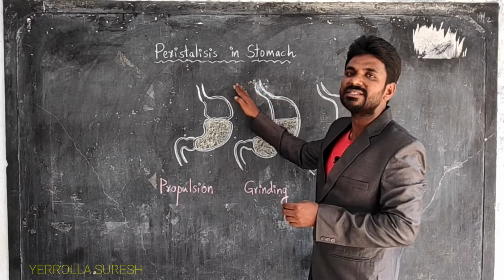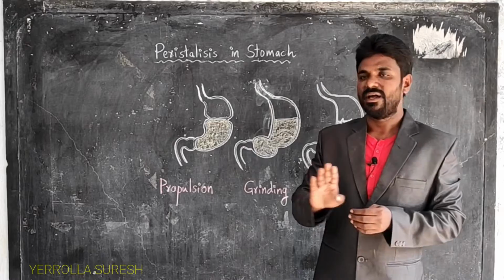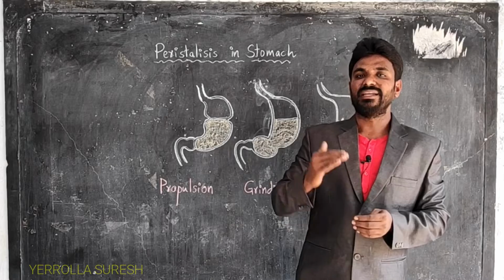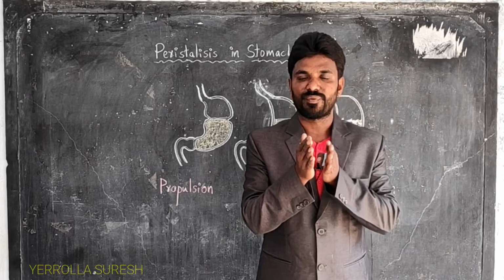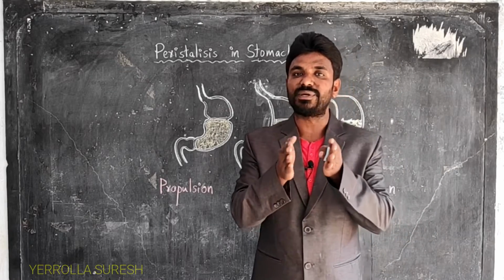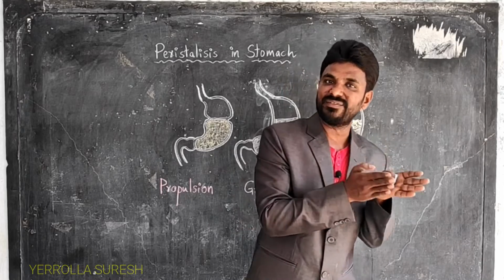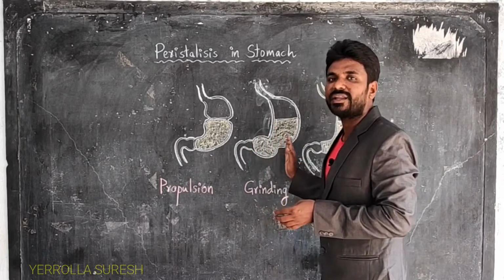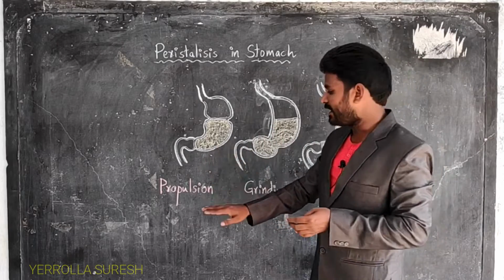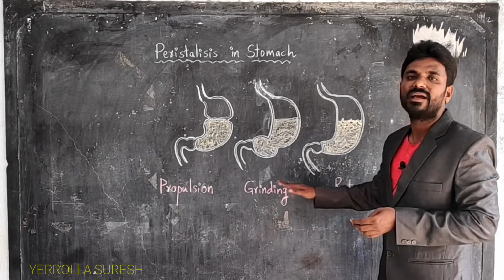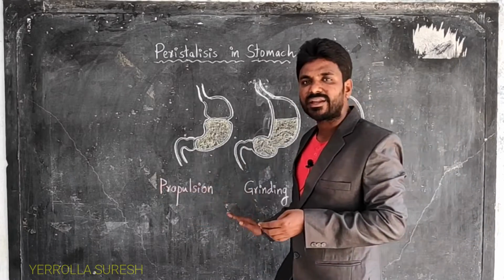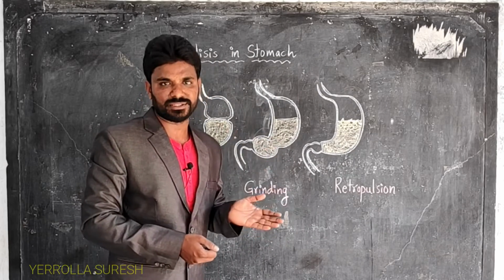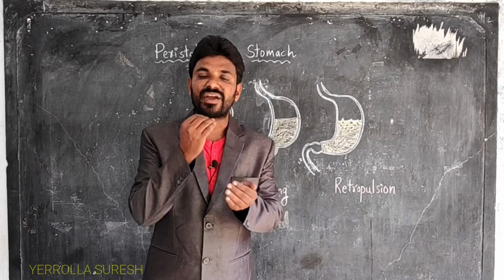Here, peristalsis in stomach is of 3 kinds. Peristalsis in stomach plays 3 functions. That means in 3 ways the stomach will move, and in every movement there will be a special activity going on. The peristaltic movements in stomach are of 3 kinds: propulsion, grinding and retropulsion. These are 3 different kinds of peristaltic movements by which 3 different kinds of activities occur.